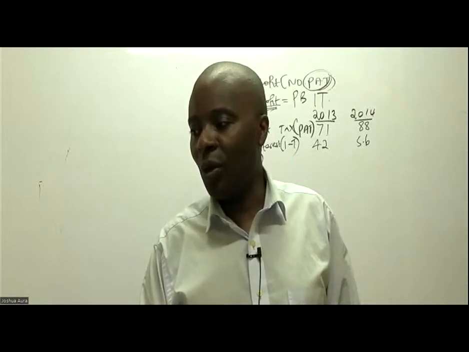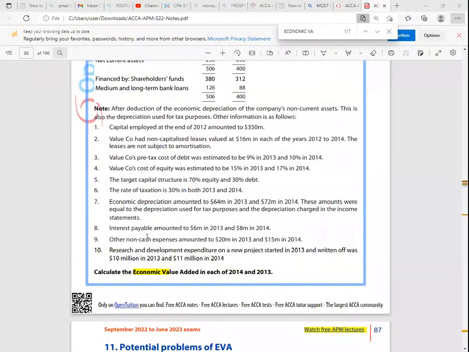Now we continue. From there, note number 8, interest. Of course, I've seen where interest will be used. Note number 9, other non-cash expenses amounted to 20 in 2013 and 15 in 2014. What do you think about these other non-cash expenses?